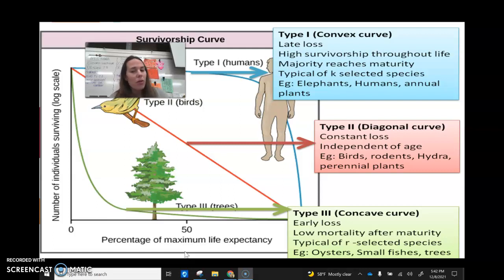And again, this is typical of our selected, so think oysters, a lot of really small fish, even some trees, right? Trees make a whole lot of seeds. Why do they produce so many seeds? Because it's unlikely that every single one of them, even most of them, are going to germinate. So we got to make a lot to ensure our species survive. This is a survival tactic. Okay? So make sure you know these 3 types of survivorship curves. Because that's definitely what we're going to be working on a little bit later this week.